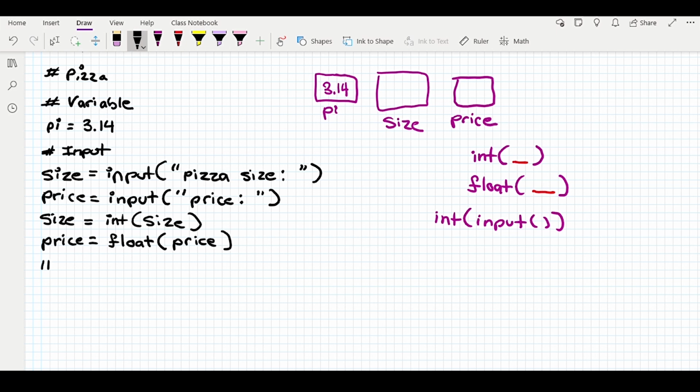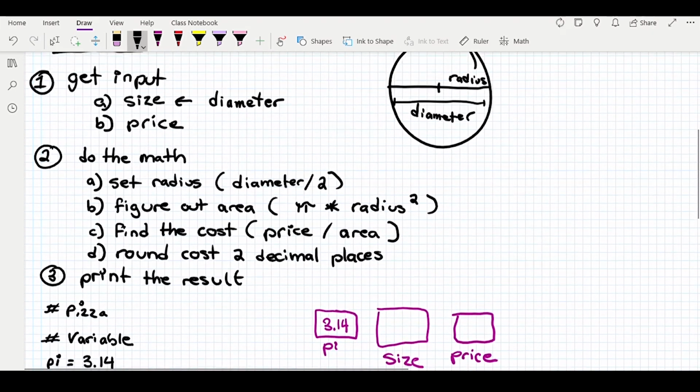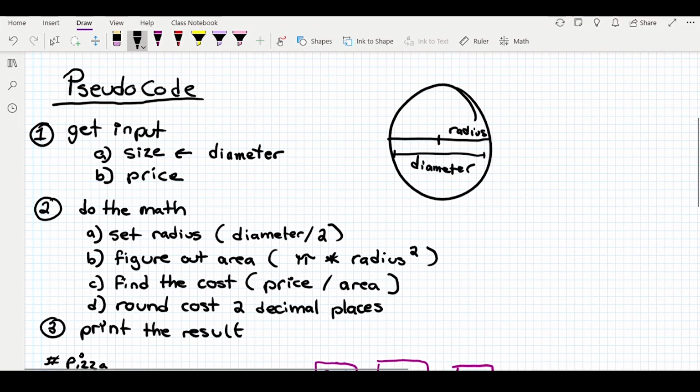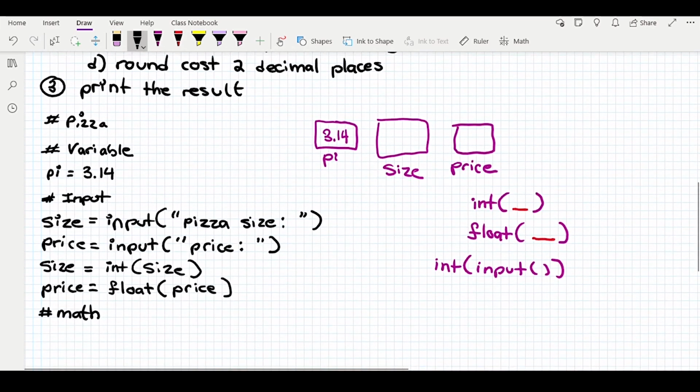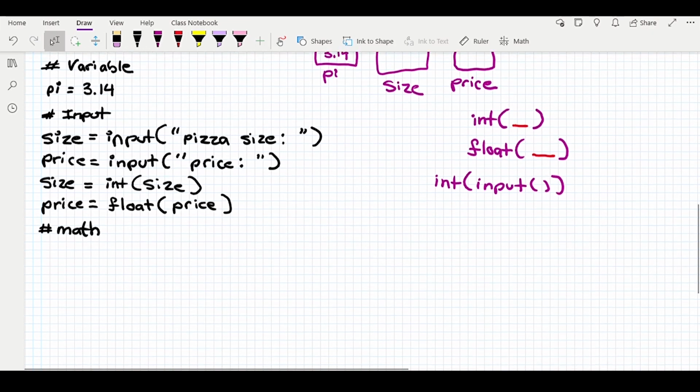We're going to crunch some numbers. So I'm just going to call this math. And the first thing we want to do, if we look at our pseudocode here, is we want to set the radius, because we need the radius in order to use the area formula. Once again, there's more than one way to do it. You could figure out the area with a diameter, but that's not what we're doing.